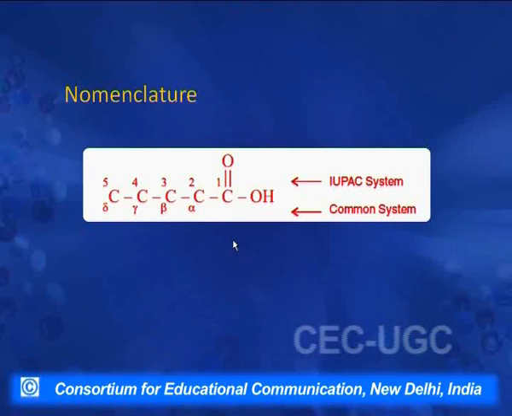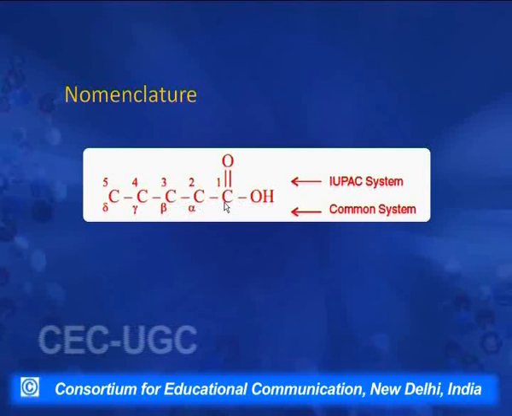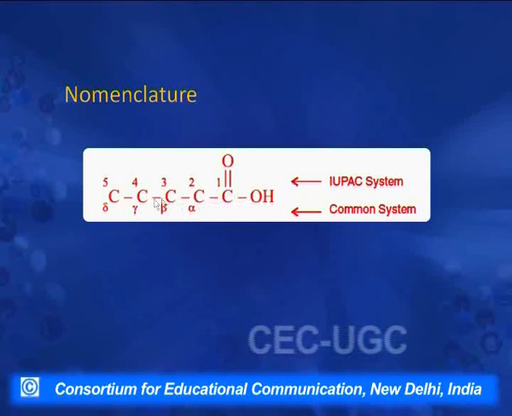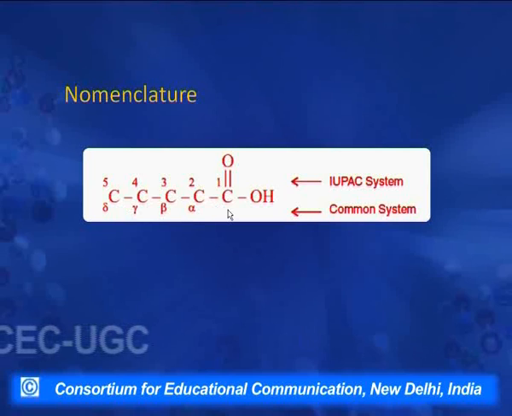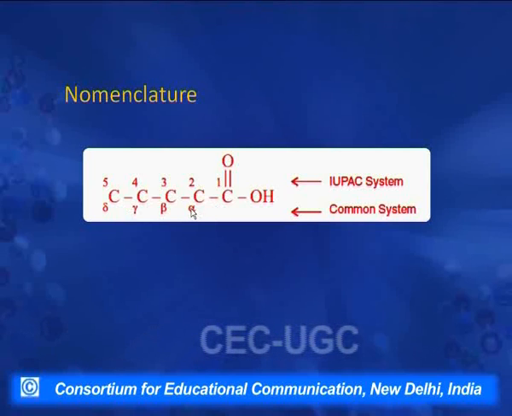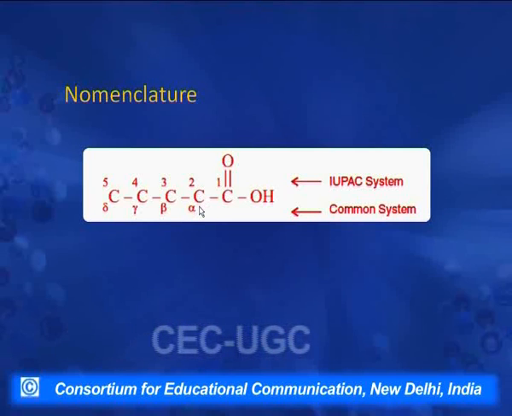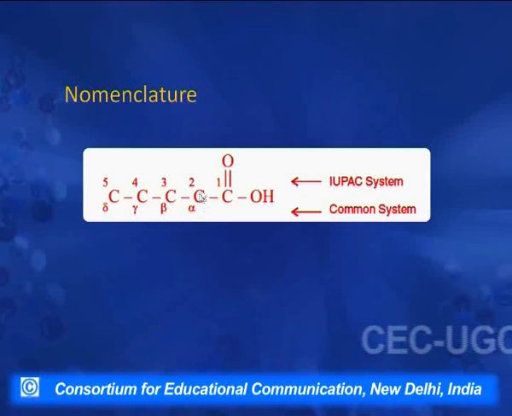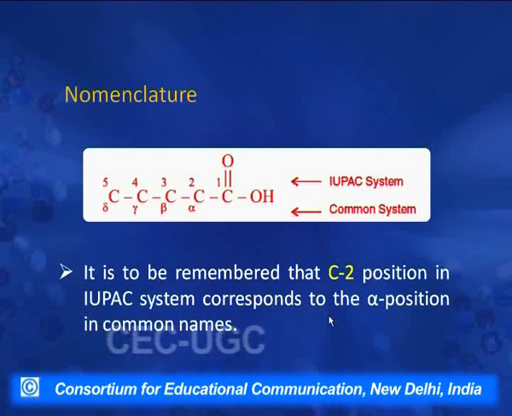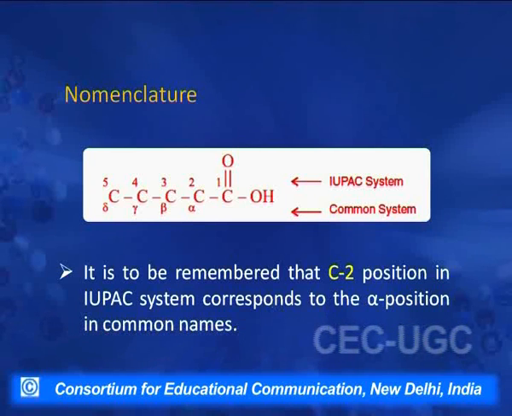For their nomenclature, we have discussed earlier that for any substituent in the carbon chain, the carboxyl carbon is given number 1, and then we continue 2, 3, 4 and so on in the IUPAC system. But when we want to name these acids according to the common system, the carbon to which the carboxyl group is attached is called the alpha carbon. So, any substituent on this carbon in the common system will be called alpha substituted, and according to the IUPAC system it will be carbon number 2. This is one point that must be remembered, that the C2 position in the IUPAC system corresponds to the alpha position in common names.